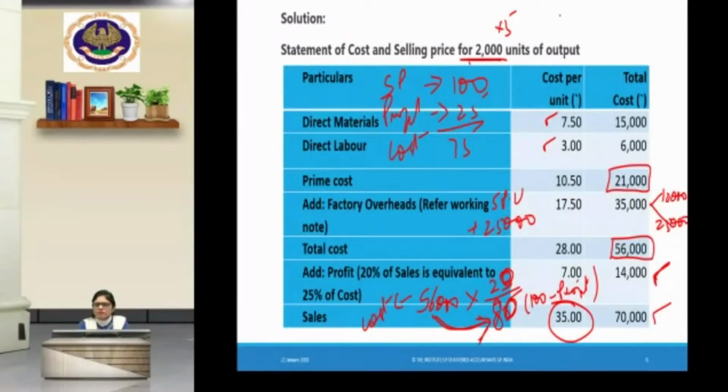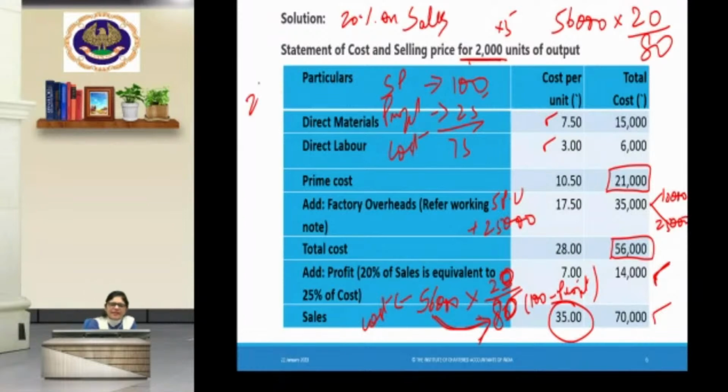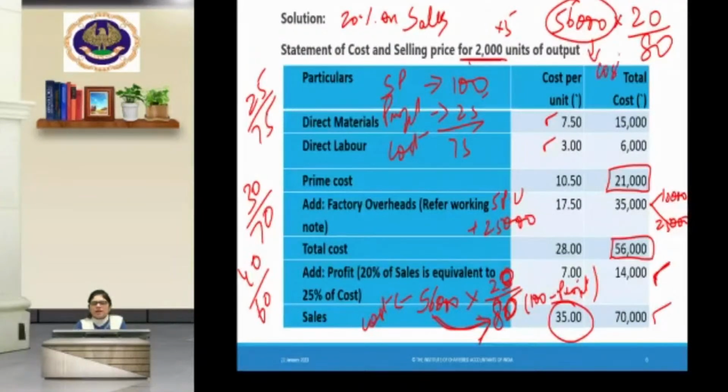All right. I'm writing it over here. 56,000, it's given 20% on sales. So 20 by 80. Had it been 25%, then 25 by 75. Had it been 30% on sales, 30 divided by 70. Had it been 40% on sales, 40 divided by 60. So if it is percentage on sales, but you have to calculate it on cost, then the denominator should be less than 100. Clear? So yes, it's 20 by 80. Any doubt, students? Any doubt in this question? All right. Let us move forward.